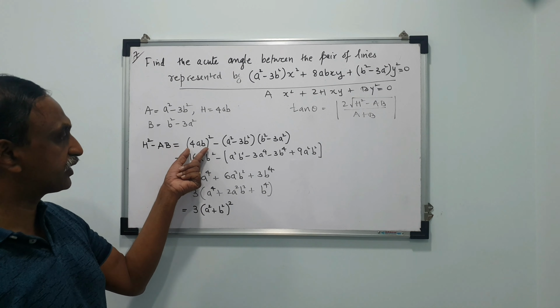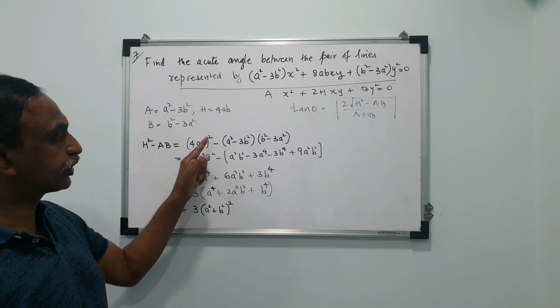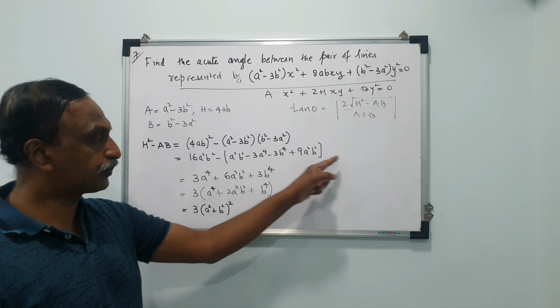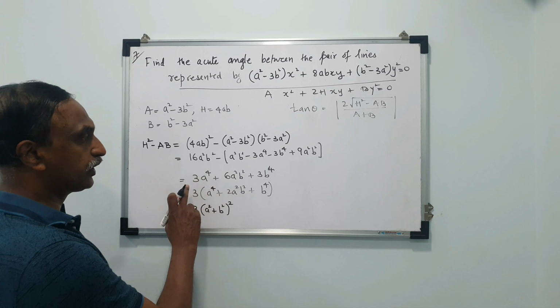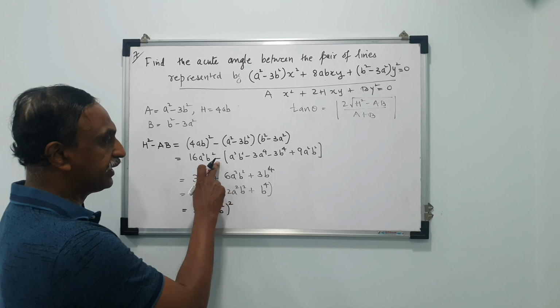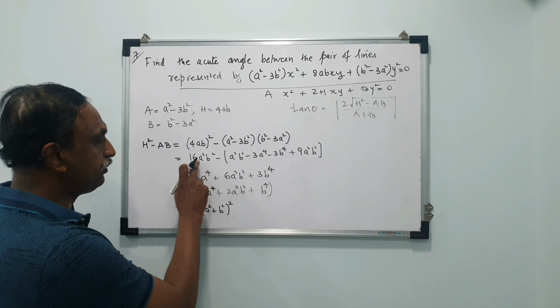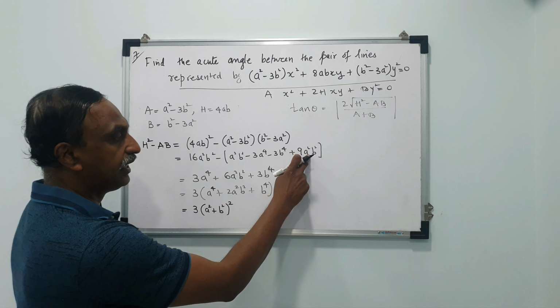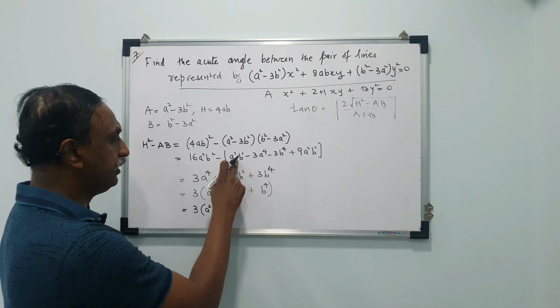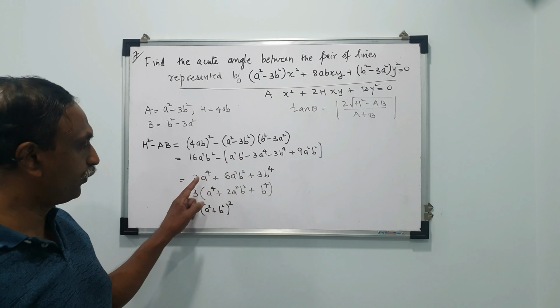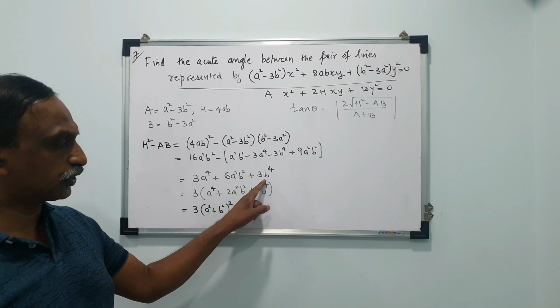H square minus ab, I have substituted: 4ab the whole square, minus a square minus 3b square, into b square minus 3a square. Expanded it. Most important thing, when you expand it, this minus is common for the whole answer. So how many a square b square terms? 16 here, 1 here, 9 here, both together become 10. So it becomes 6a square b square positive. And 3a raised to 4 and 3b raised to 4 become positive.